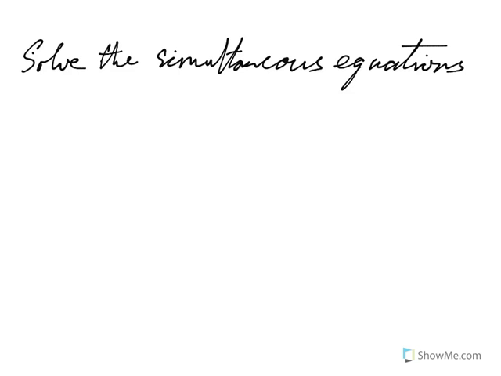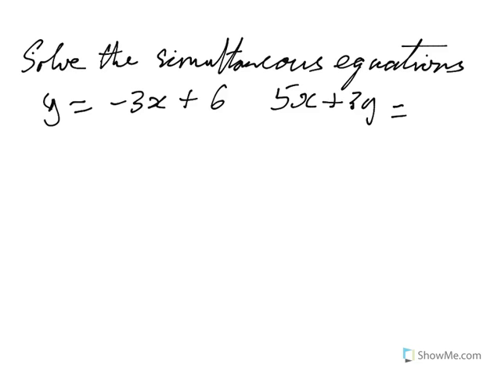So solve the simultaneous equation. I've got two equations: y equals negative 3x plus 6, and 5x plus 3y equals negative 2. All right, so this time you'll notice that the equations are in different forms here. This time we've got y equals something.